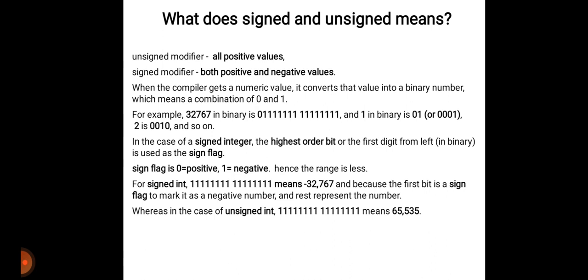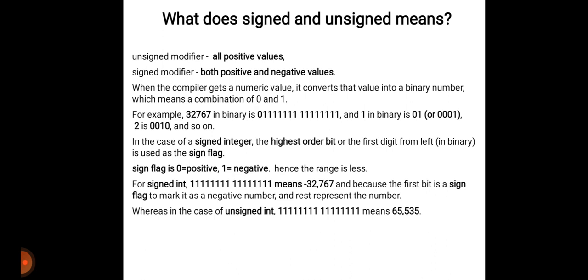Once again I explain this. If the sign flag is 0, the number is positive. If the sign flag is 1, the number is negative. Because one bit is used for showing if the number is positive or negative, there is one less bit to represent the number itself. Therefore the range is less.